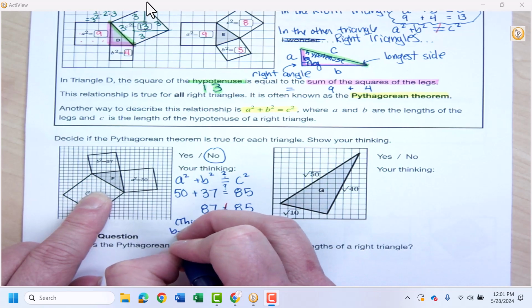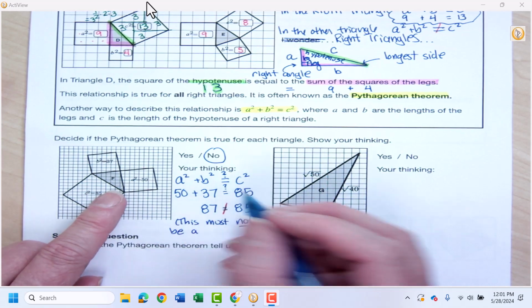Because if it was, then A squared plus B squared equals C squared would work.